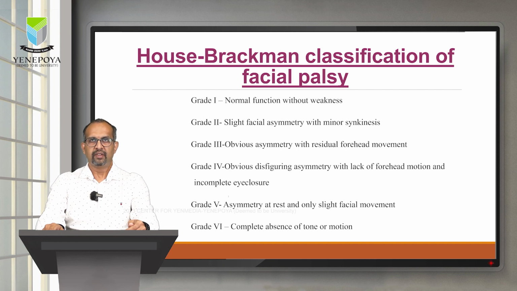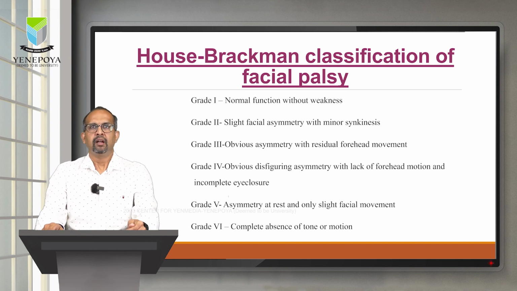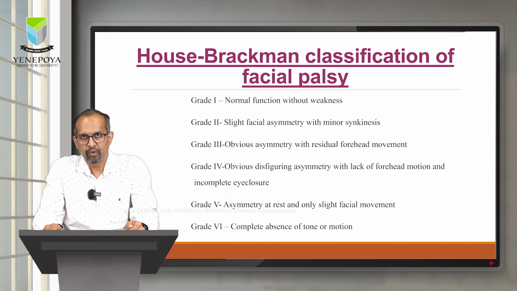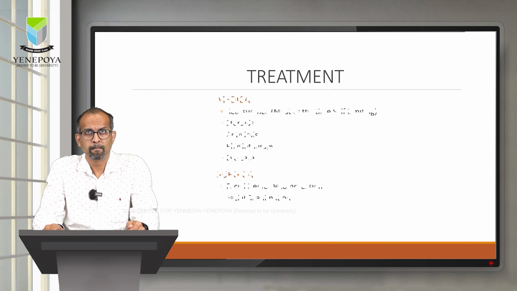Grade 4, obvious disfiguring asymmetry with lack of forehead motion and incomplete eye closure. Grade 5, asymmetry at rest and only slight facial movement is seen. Grade 6, complete absence of tone or motion. So this is a very important classification by House-Brackmann for facial palsy.